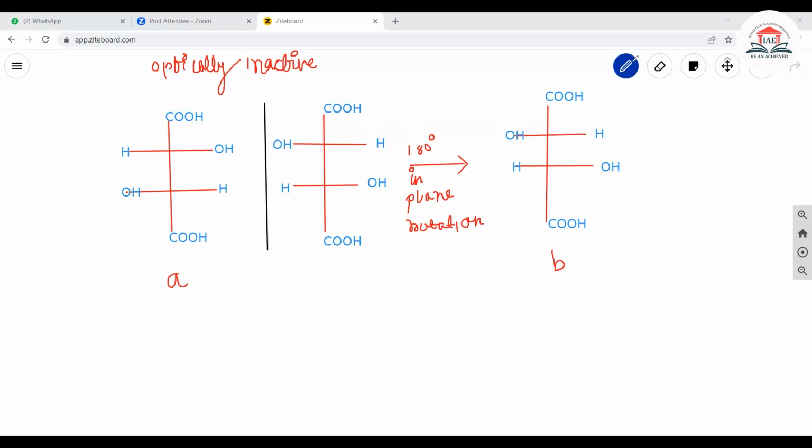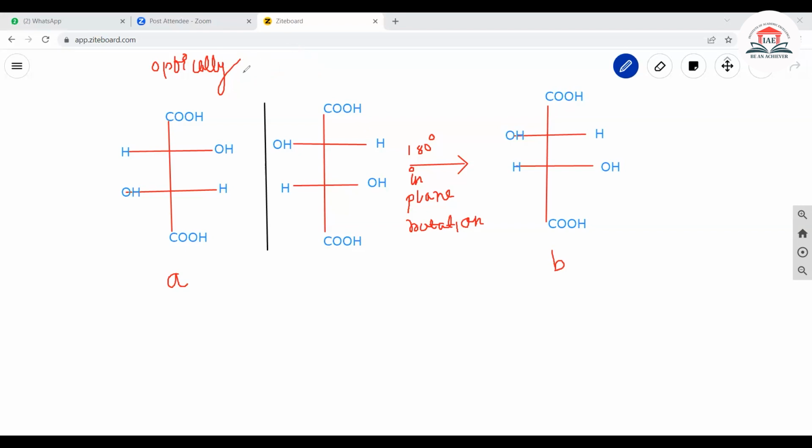Now look, A and B, are they superimposable? A and B? No. No, ma'am. No, right? Even after 180 degree rotation, the molecule is not superimposable on the first molecule. That means this molecule is optically active. Okay?